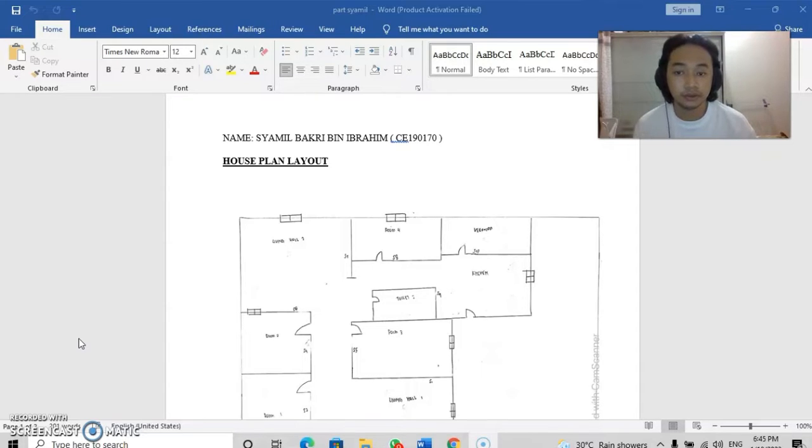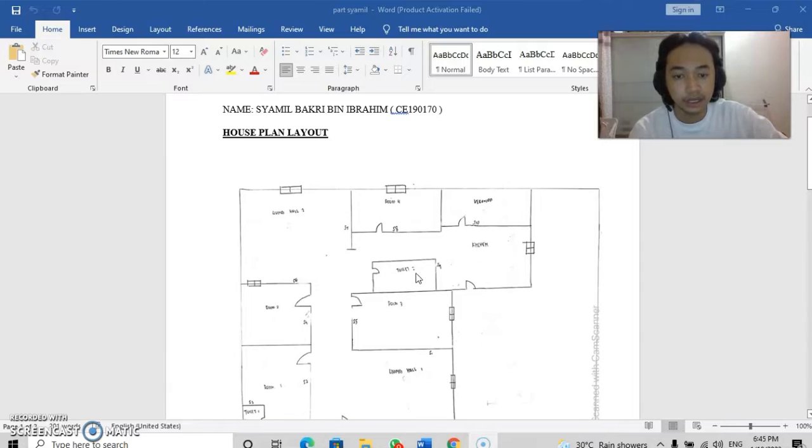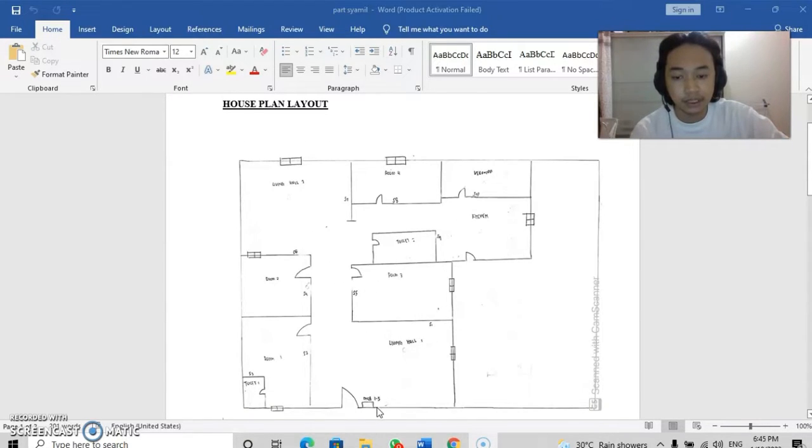So today I would like to explain Lab3 MPE. Lab3 MPE requires us to explain about this MCB from our house plan layout. We need to test our MCB DB box to test whether the socket outlet has electricity or not.